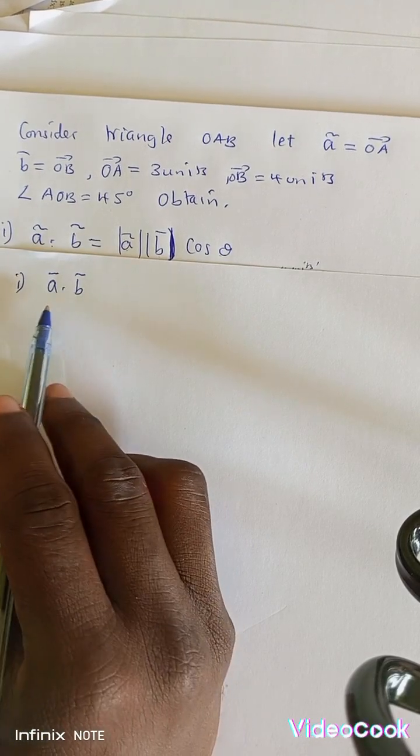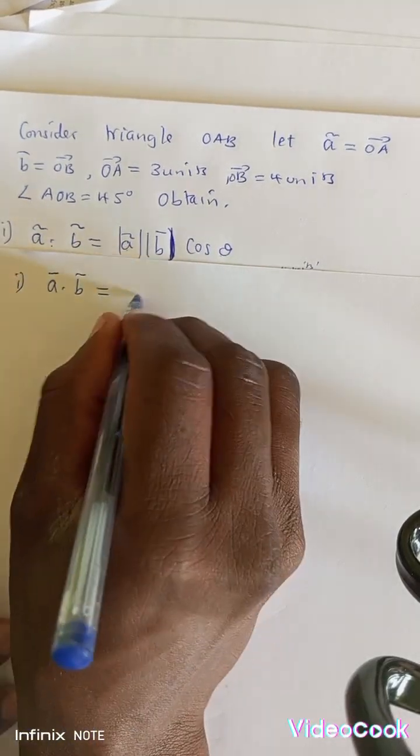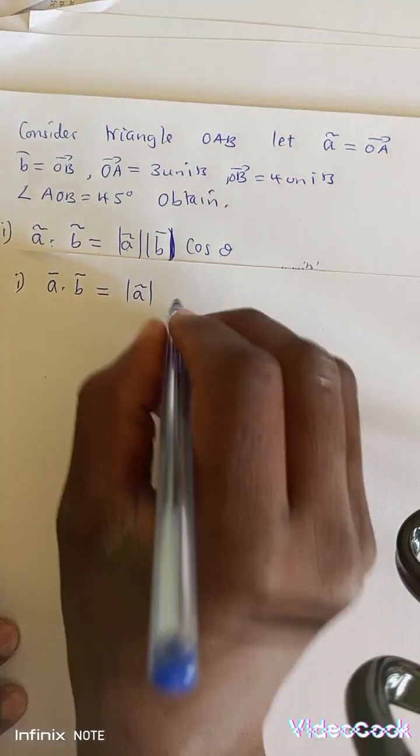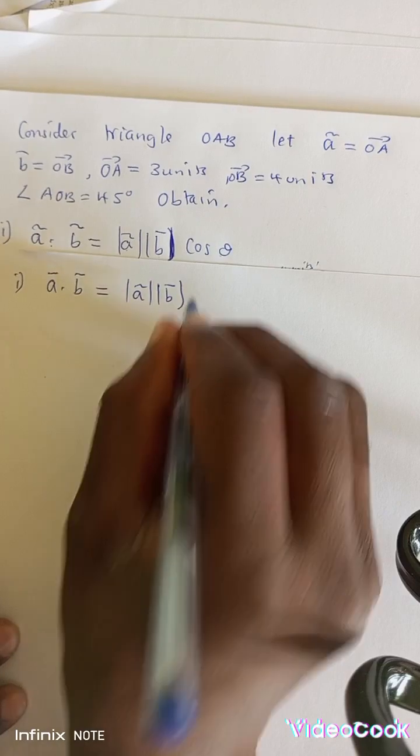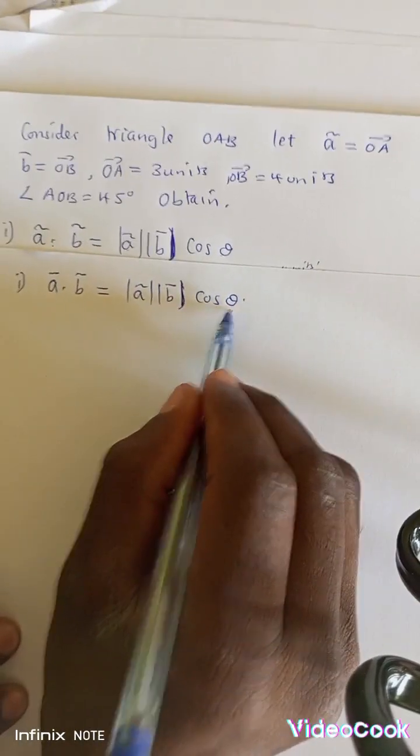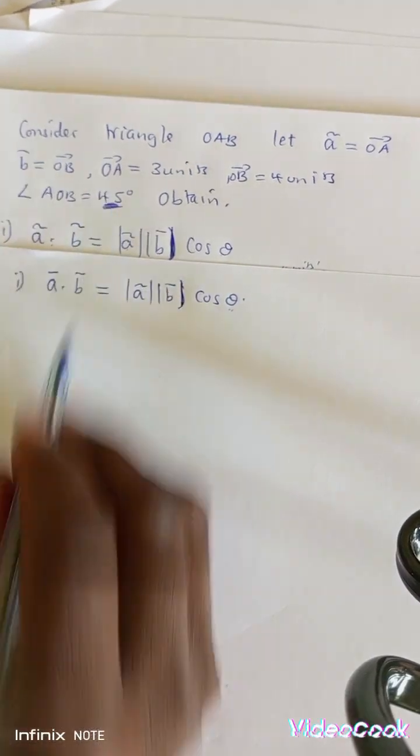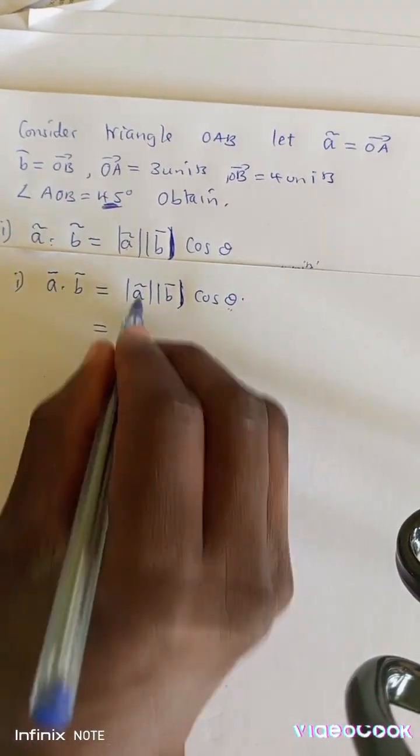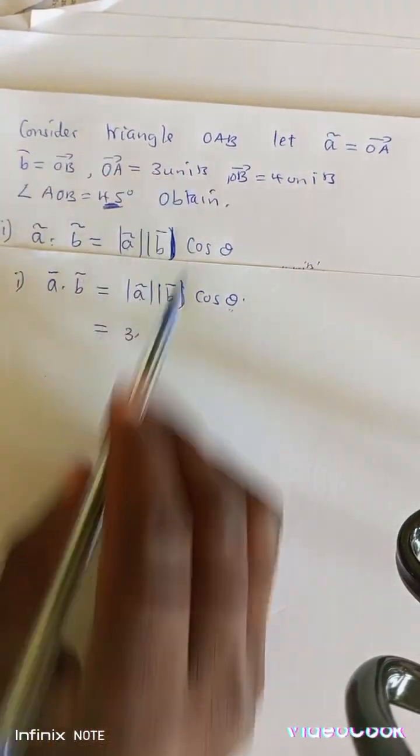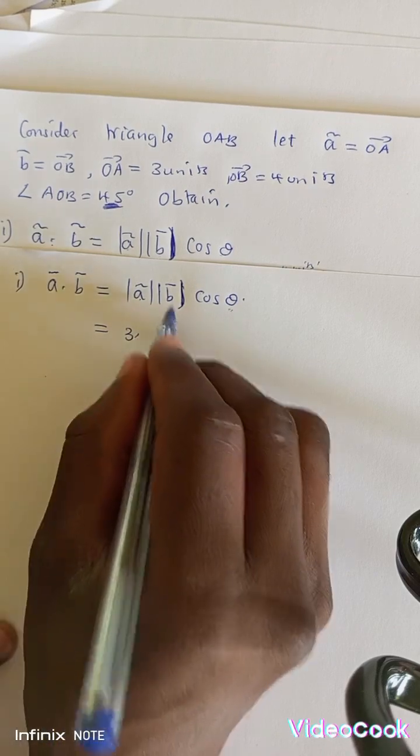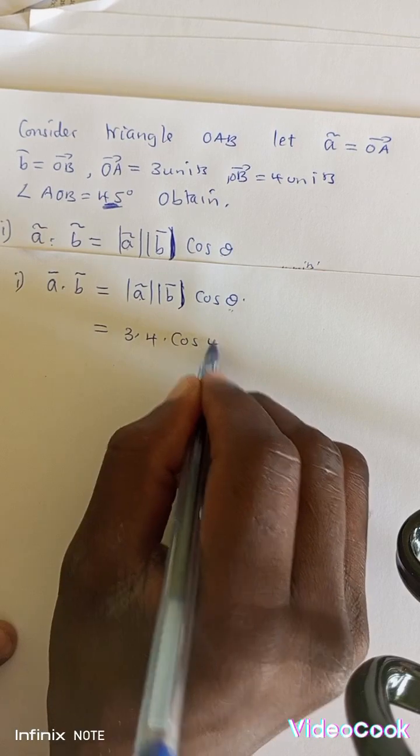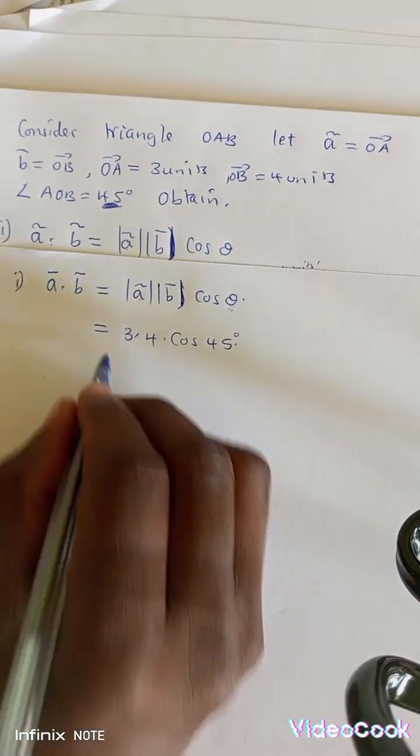So if you want to solve A onto B, we have to come up with the magnitude of A, and then multiply by that of B, cos theta. Remember, theta is 45 degrees. So A, we have said, is 3. Told that OA is 3 units, so our A is 3, multiplied by B, our B is 4. Then we multiply this by cos 45.